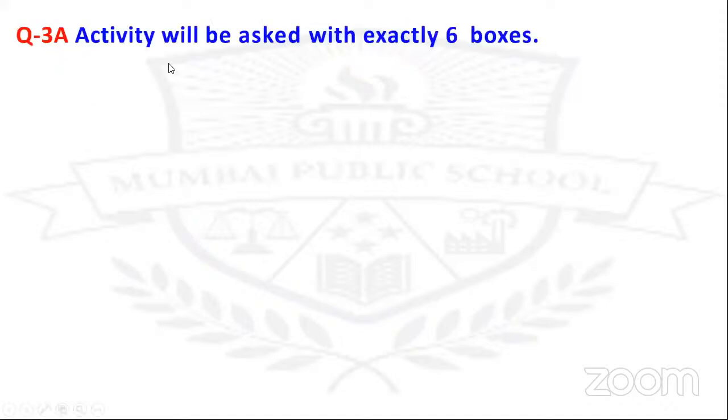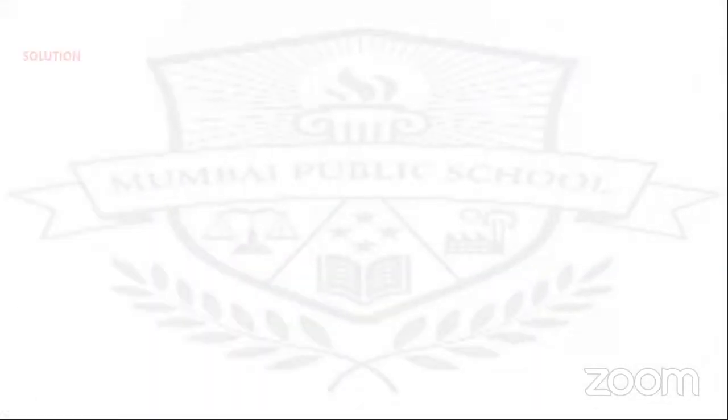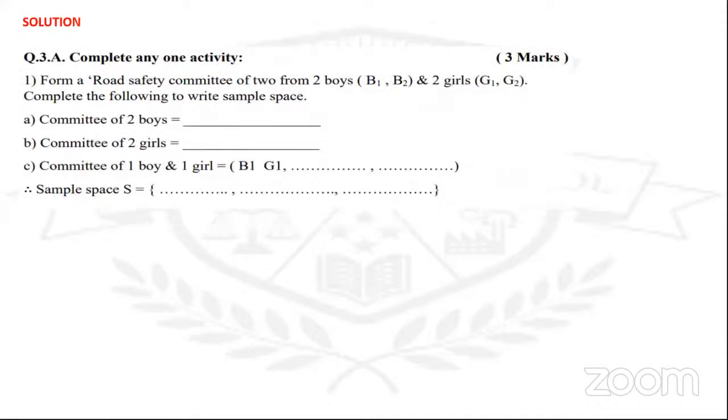We'll move ahead to the next part. Activity. Now here, an activity will be asked with exactly 6 boxes. Understand? In question number 2a, 4 boxes. In question number 3a, it is 6 boxes. Again, the same rule: half mark for each box. In question number 3a, complete any one activity. Here you've got 2 questions. Out of that, you have to solve any one. We'll just start solving this. Now complete any one activity.